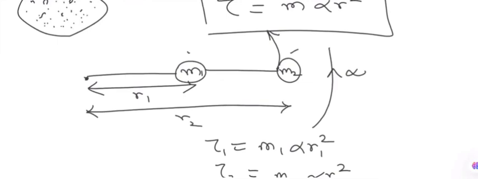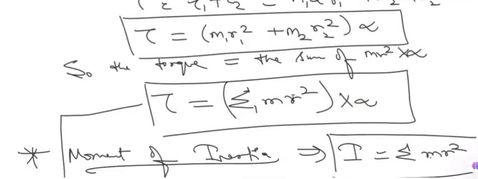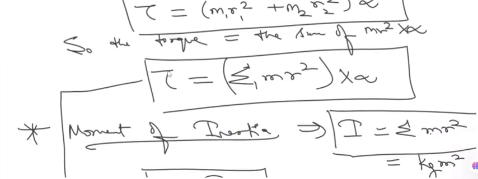Yes, ma'am. So if all of them are behaving as a small mass, then what will happen? Then the summation of m1 r1 will come. Understood? And if their masses and radius are the same, then it will be summation of m r square. Hence from here I got a new terminology named moment of inertia.